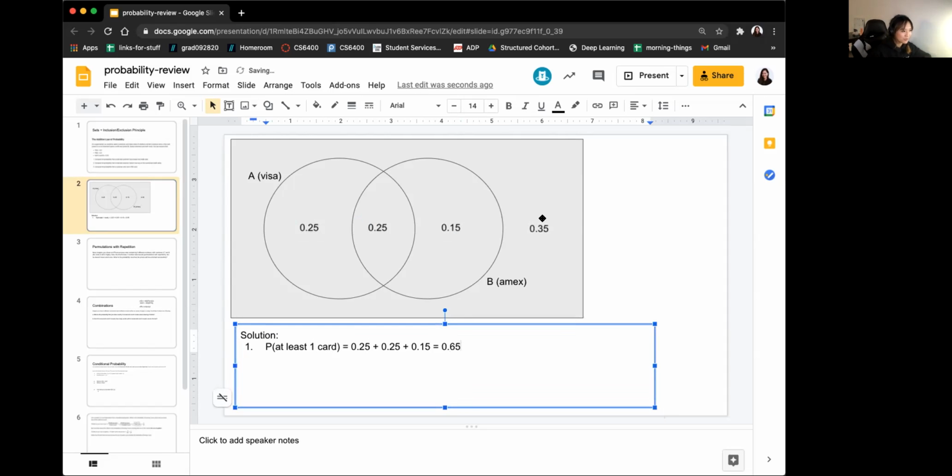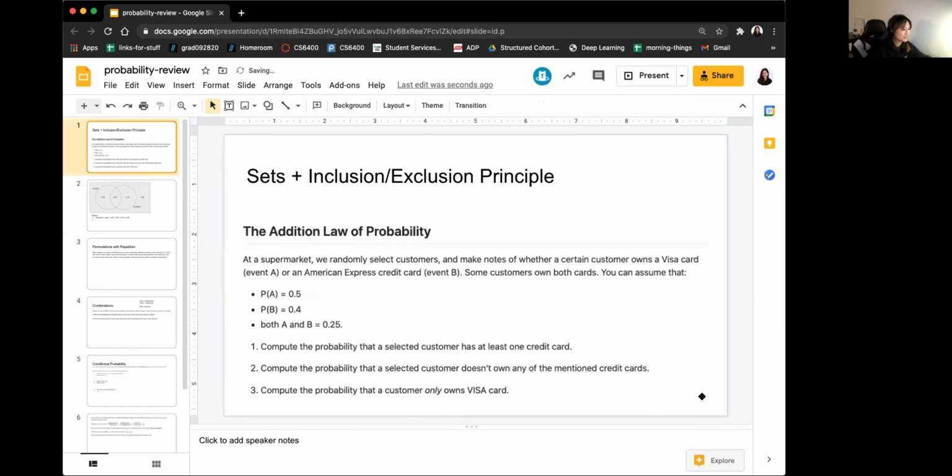Or additionally, you can do 1 minus 0.35, whichever one works. But because this image has everything that adds up to 1, you just have to add the parts that you need. Let's see what's next. Probability that the customer doesn't own any of the mentioned credit cards. And then the last one is only Visa.